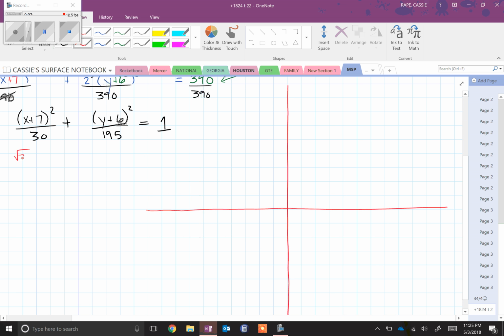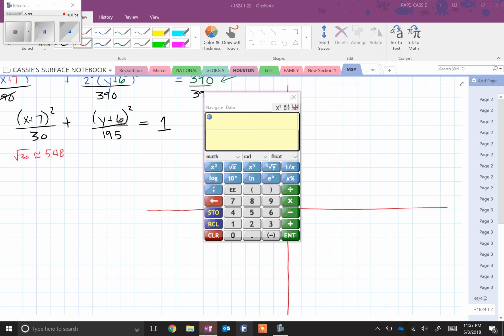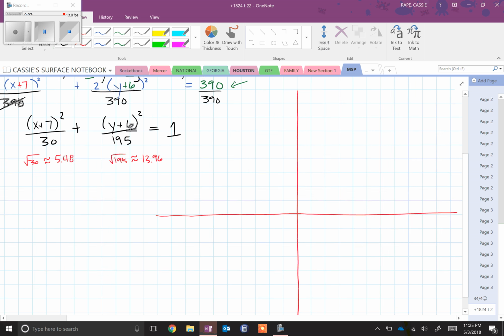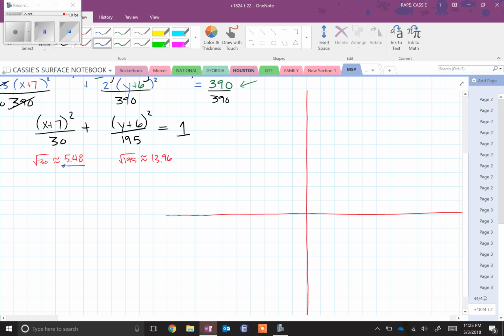Okay, and then on the other one, square root of 195 is about 13.96. All right, so I know that the axis that goes right and left, I'm going to be jumping about 5.5 from the vertex, and I know that the axis that goes up and down, and by the way, I know that this is up and down because y, which is what it's under, is up and down. And I know that this is right and left because it's under the x, and x's go right and left. So the next thing I have to find is the vertex.